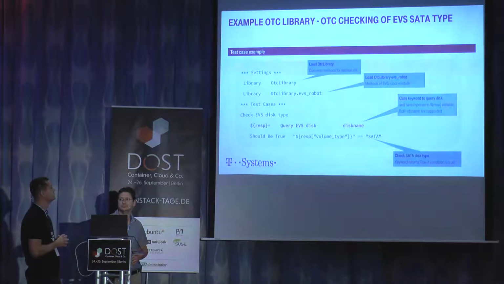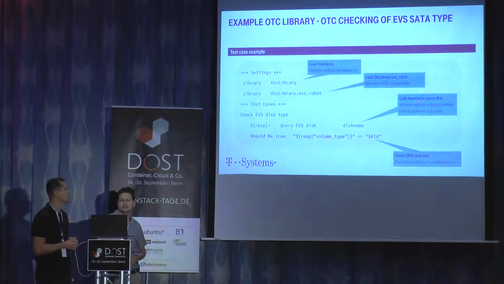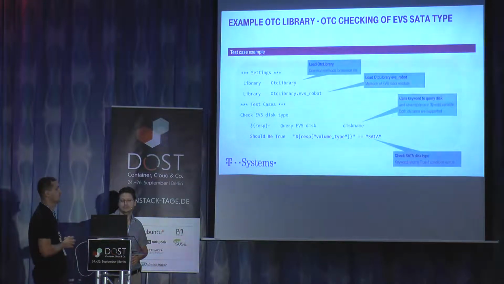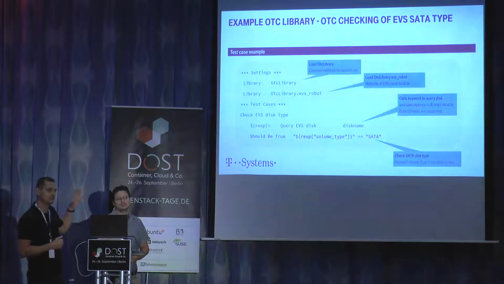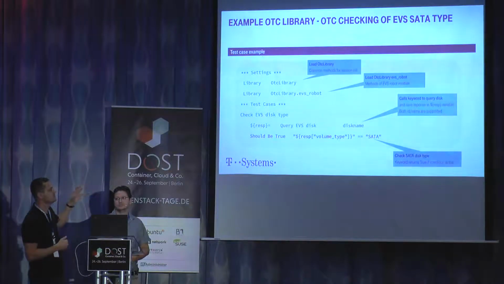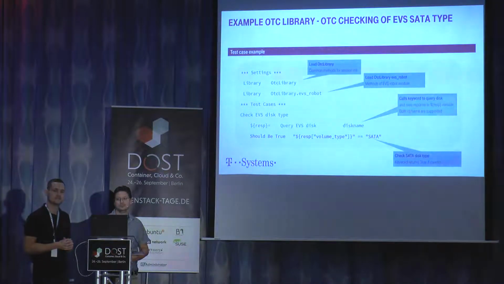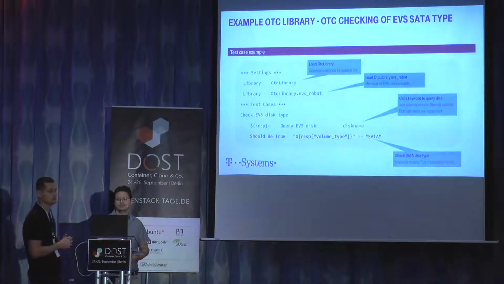Simply save the response into the resp variable, and for the actual evaluation, we just check the property, whether it is SATA. So here we can see how, from the request library in the first example, we simplified the whole test case development process into 2 keywords.